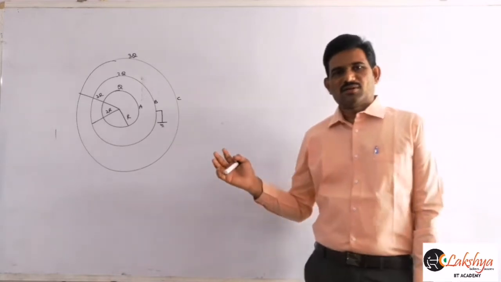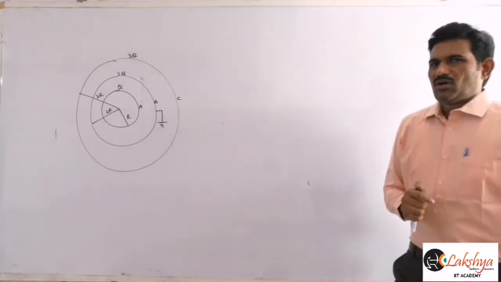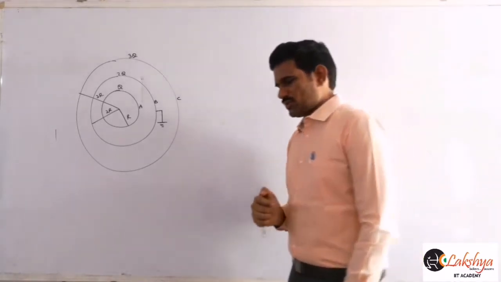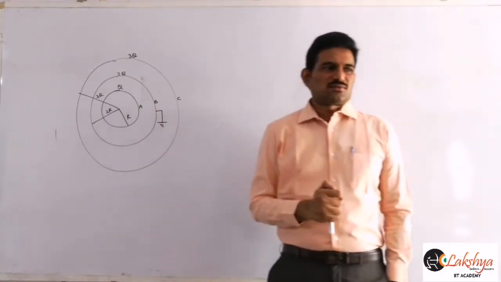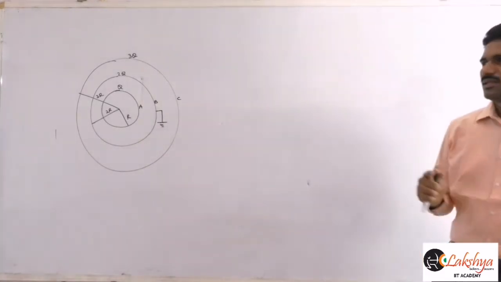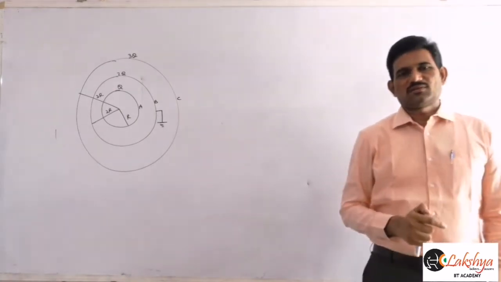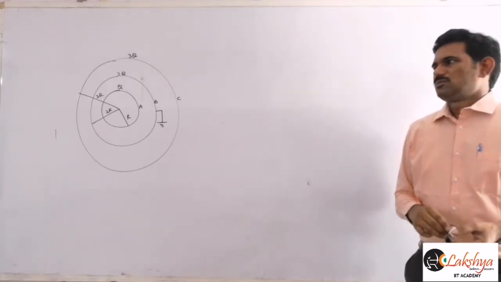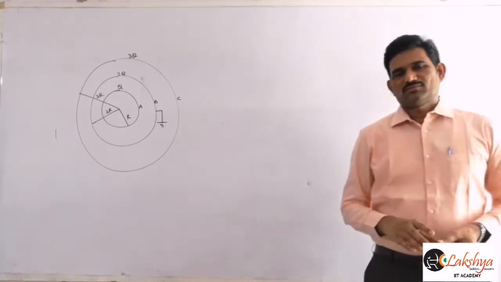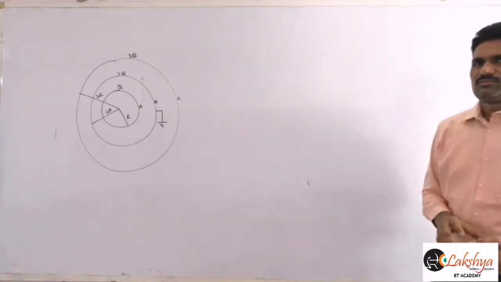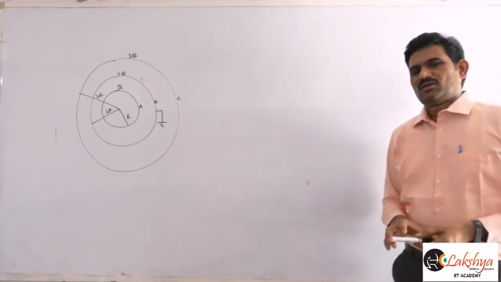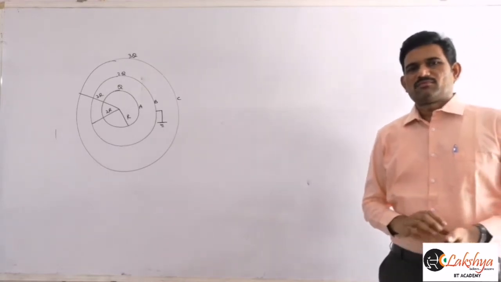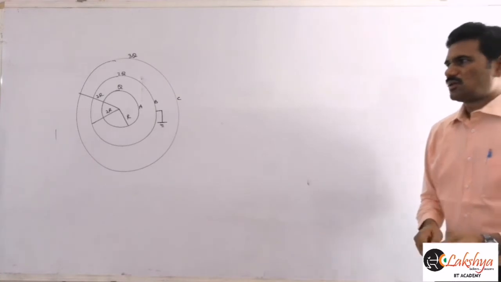So write that question. Three concentric shells A, B, C are shown in the figure. They are given charges Q, 2Q and 3Q respectively. Find the charge on each surface when the middle shell B is grounded.